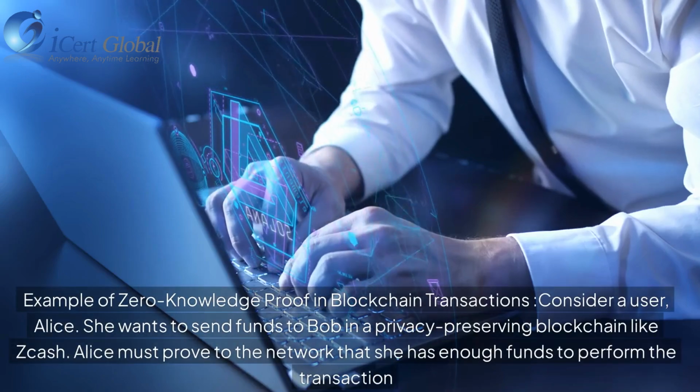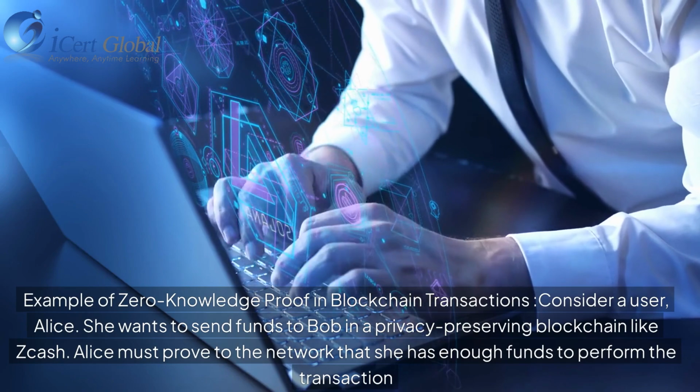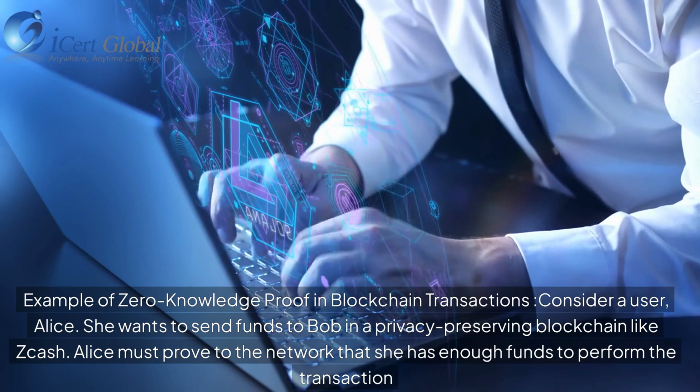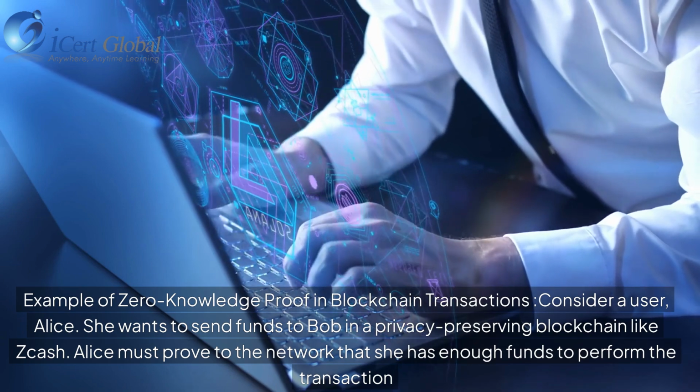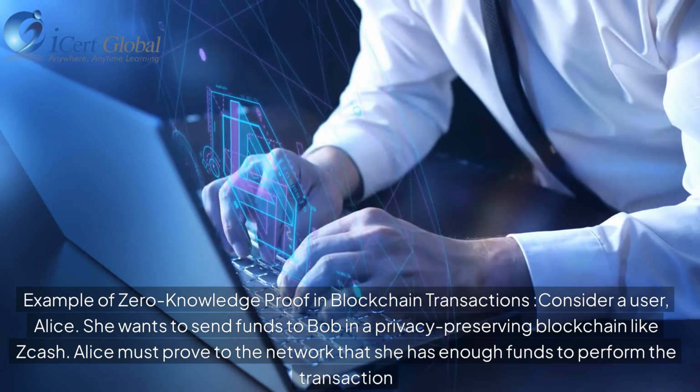Example of zero-knowledge proof in blockchain transactions. Consider a user, Alice. She wants to send funds to Bob in a privacy-preserving blockchain like Zcash. Alice must prove to the network that she has enough funds to perform the transaction.